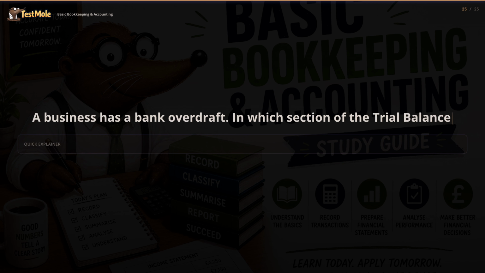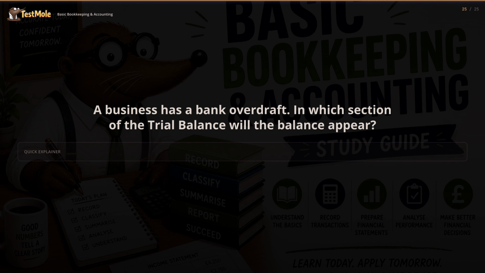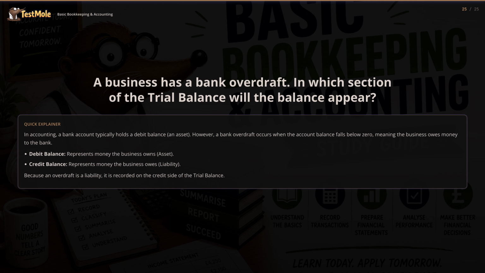A business has a bank overdraft. In which section of the trial balance will the balance appear? In accounting, a bank account typically holds a debit balance, an asset. However, a bank overdraft occurs when the account balance falls below zero, meaning the business owes money to the bank.